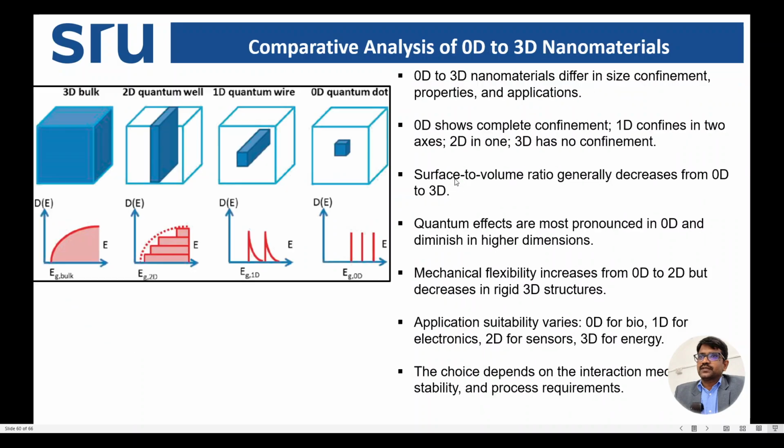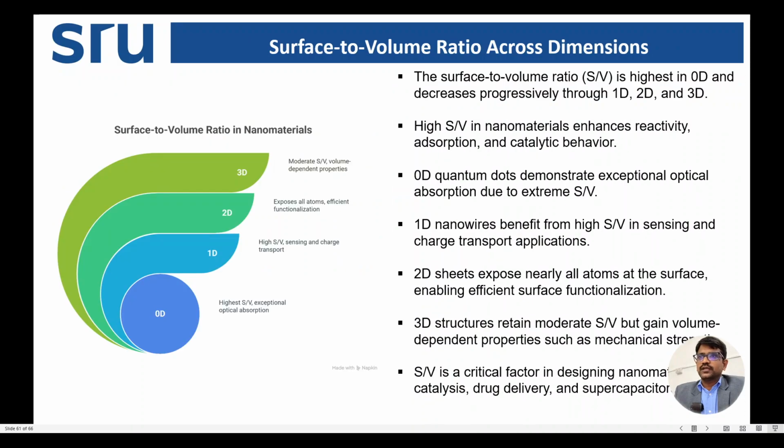So here, the surface to volume ratio generally decreases from 0D to 3D. The surface to volume ratio is highest for zero-dimensional materials like nanoparticles and quantum dots, and decreases progressively through 1D, 2D, and finally 3D.